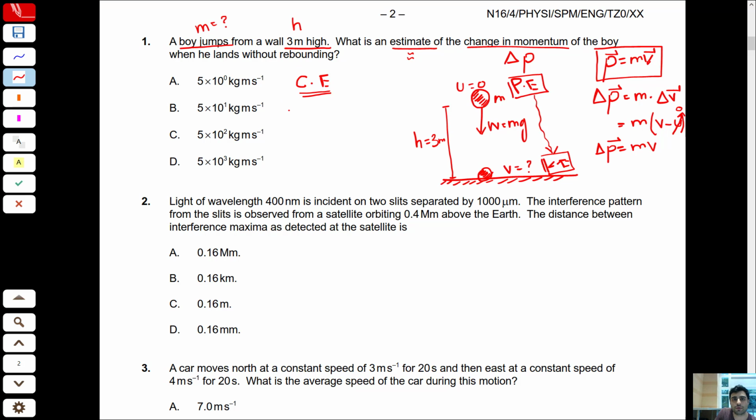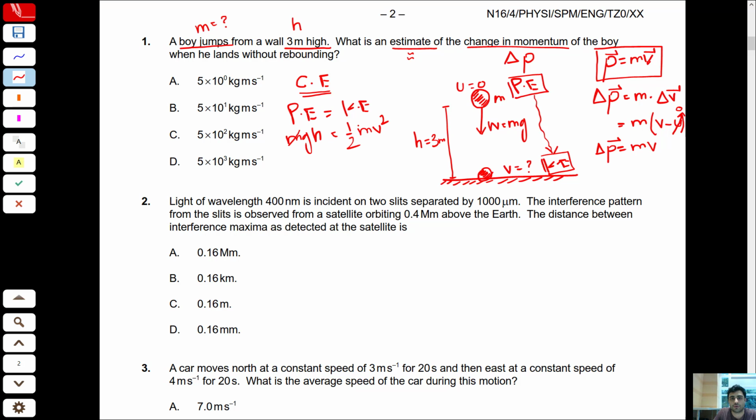So we can write an equation. We will say the entire PE, which is the gravitational potential energy, is converted into kinetic energy. The equation for gravitational potential energy as given in the data booklet is mgh, and for the kinetic energy it is half mv squared.